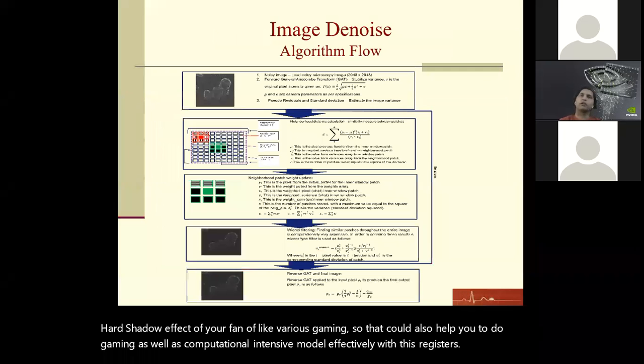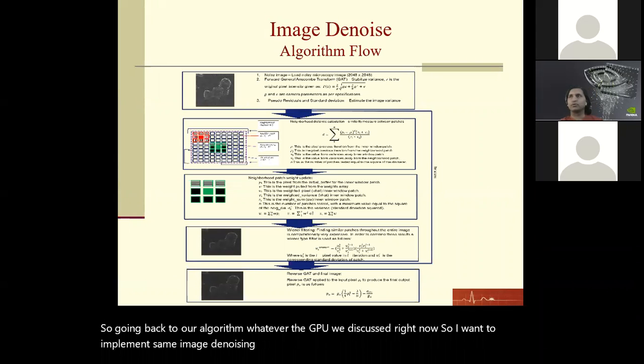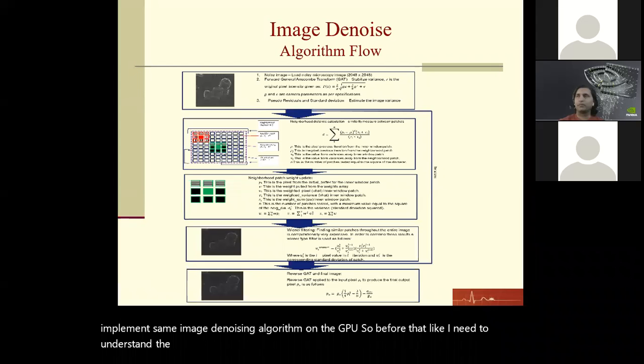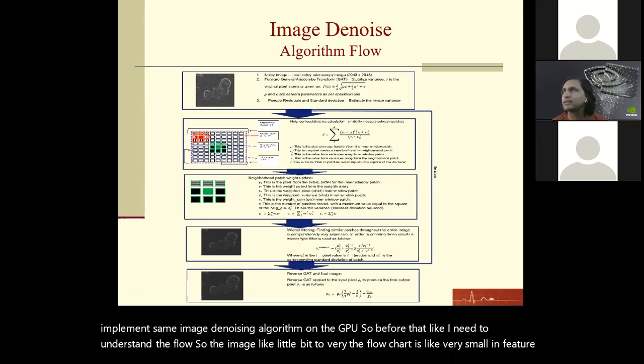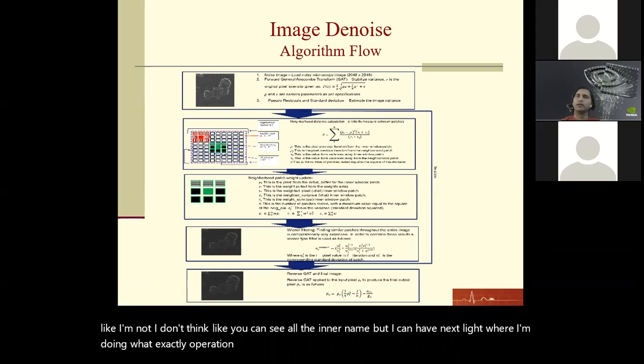So going back to our algorithm, whatever we discussed on the GPU right now, I want to implement the same image denoising algorithm on the GPU. Before that, I need to understand the flow. The flowchart is very small, and I don't think you can see all the inner names, but I have the next slide where I put exactly what operations we are doing in this algorithm.